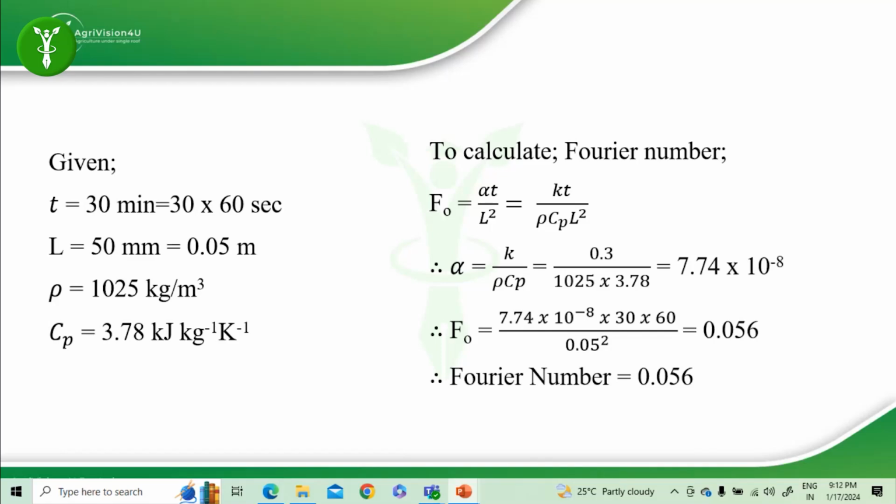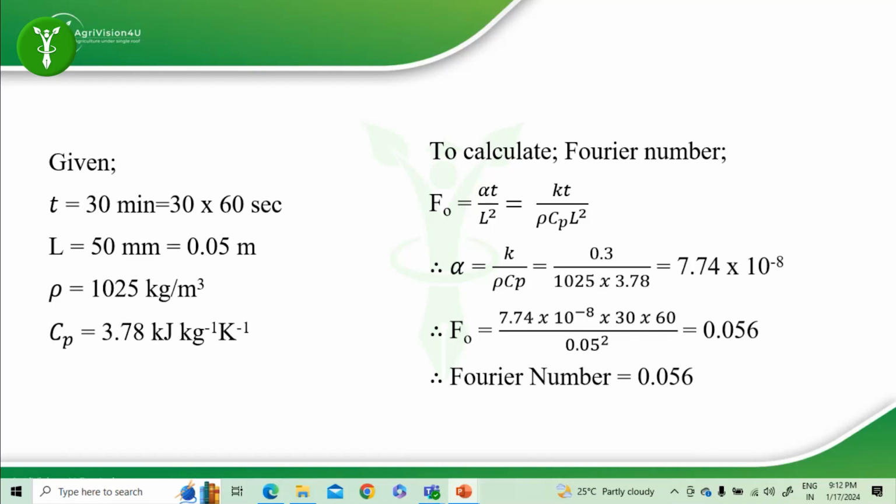Putting this value in Fo, or you can even put all the values in the formula of Fo as such: the value of K, the value of t, the value of rho, the value of Cp, and the value of L square.